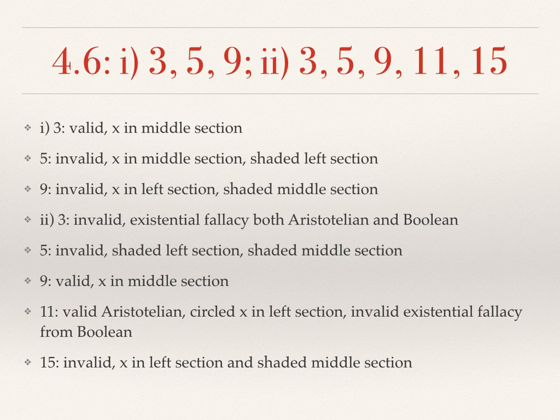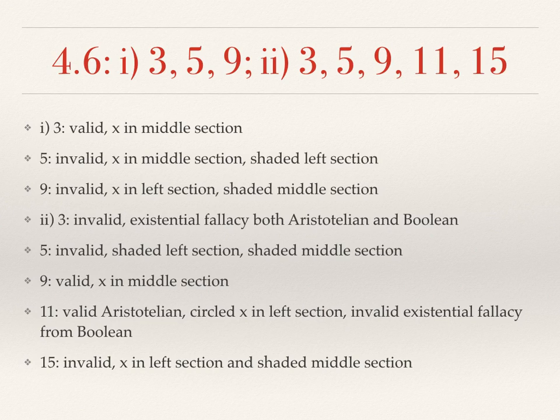Number 5, it's invalid because we have a shaded left section and a shaded middle section, so we have 2 different Venn diagrams, so we don't have a conclusion that is valid. Number 9, it's valid. Both end up with X in the middle section.